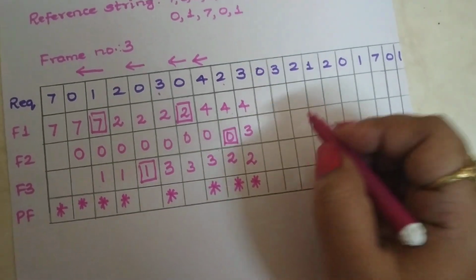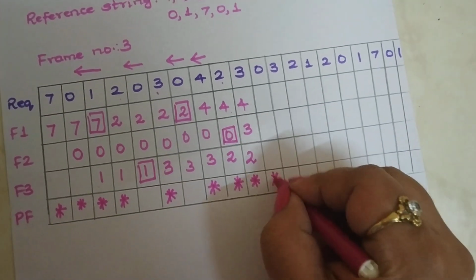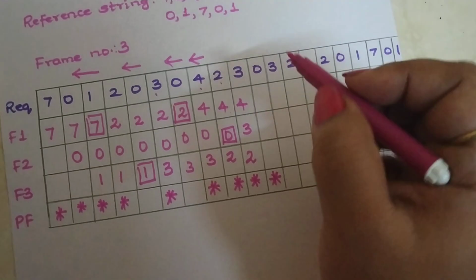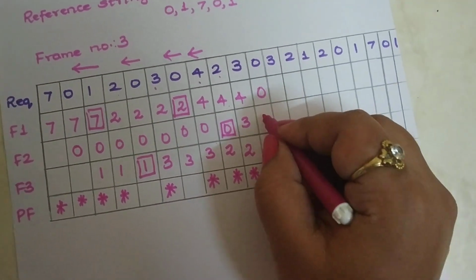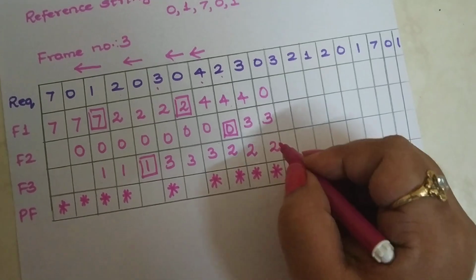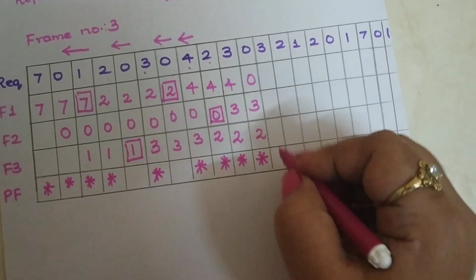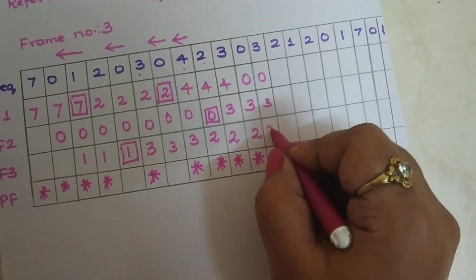Then comes 0 again. Is 0 there in the frames' contents? No. That means it is a page fault. Which page to replace? Out of 4, 3, 2, 4 is the least recently used. So 4 will be replaced by 0, with 3 and 2 as it is. Now comes 3. Is 3 in the frames? Yes. So it is not a page fault. Here we will write as it is 0, 3, 2.